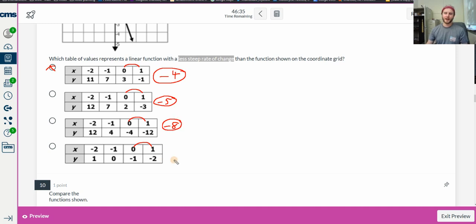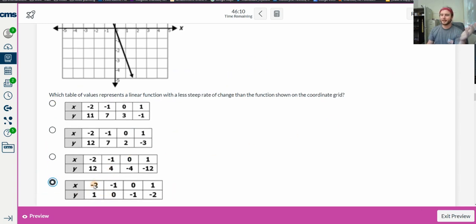We look at this fourth option. We went from negative 1 to negative 2. We only dropped by 1 at a time. Negative 1. So this one is going to be the answer I would have wanted. And if you were having trouble with this, you could have simply graphed these on the graph above, and you could have seen that it was less steep.